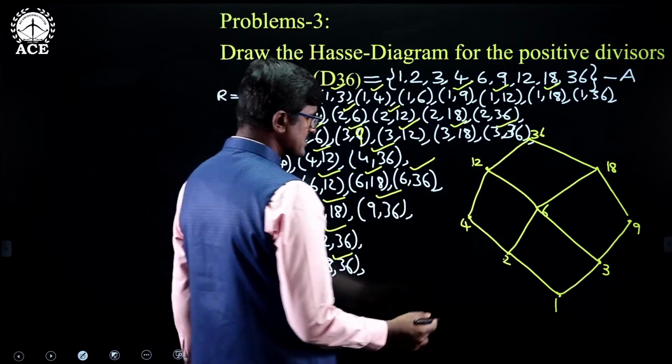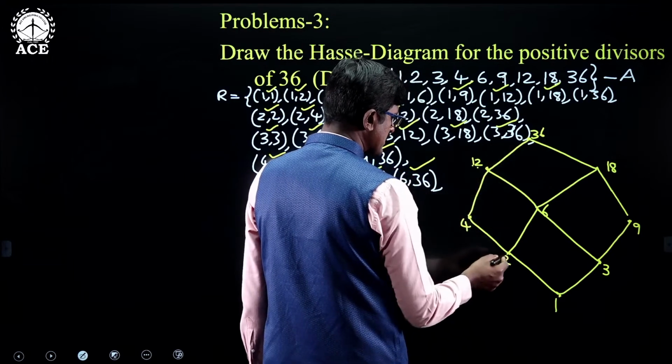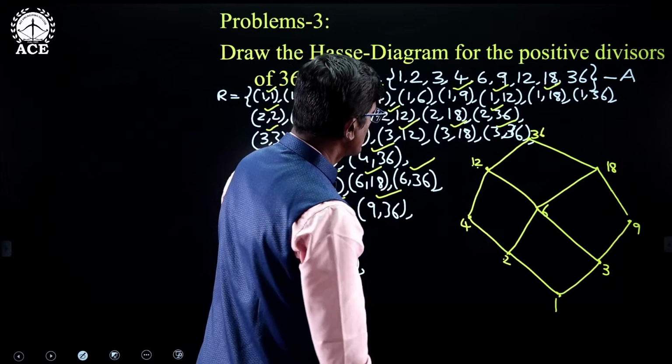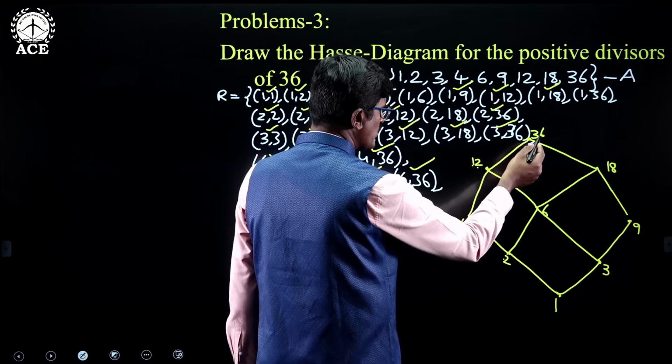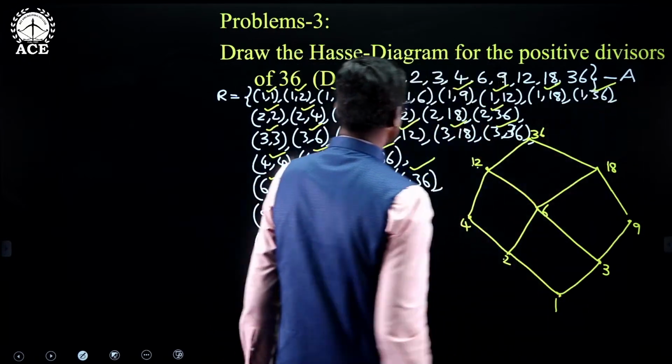2 comma 36. There is a relation from 2 to 12 and 12 to 36. Therefore, there will be a relation from 2 to 36. Next, 1 comma 36. There is a relation from 1 to 12 and 12 to 36. Therefore, there will be a relation from 1 to 36.